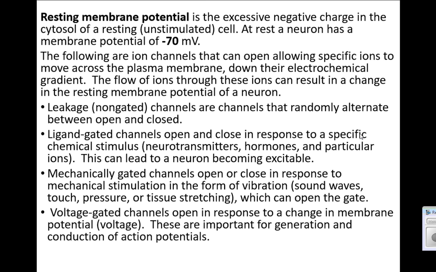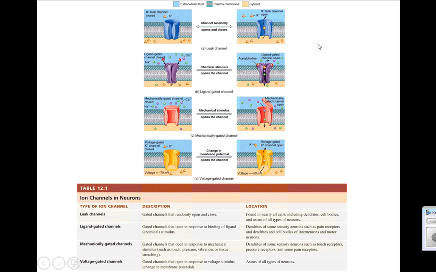Okay. The first type are called leakage or non-gated. We can see a picture of them here on the next page. These basically just randomly open or close, and when they do, they're going to allow the ion to move down its gradient. Okay, like potassium leakage channel here, that opens up and would allow potassium out because there's more potassium in than out. Okay. We don't talk about those very much at all.